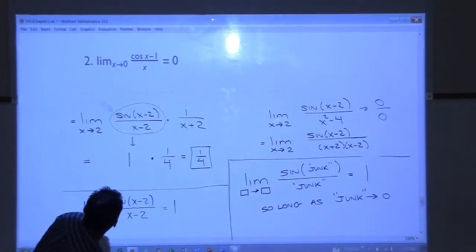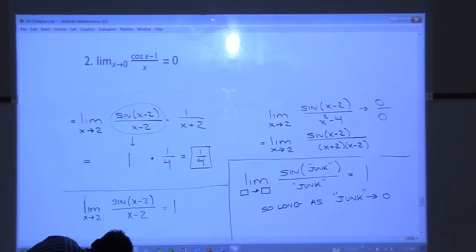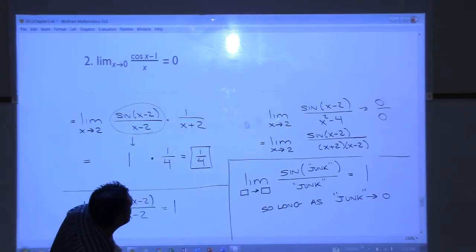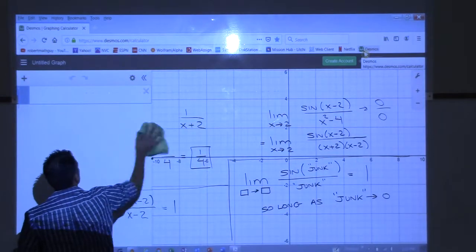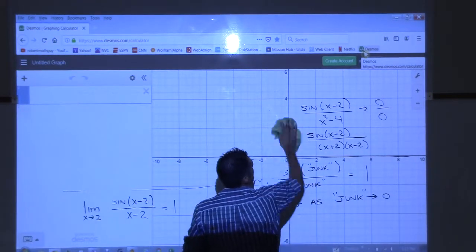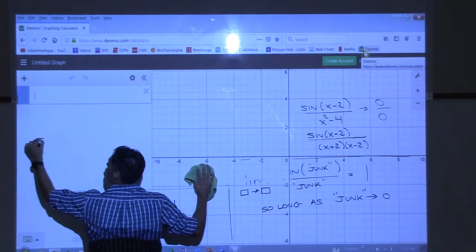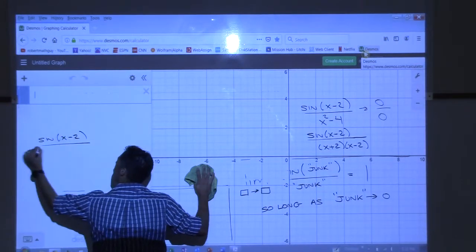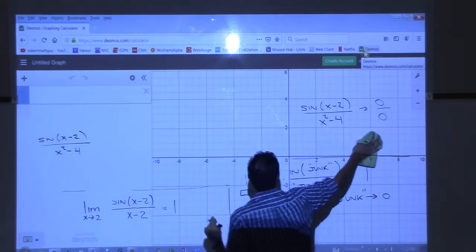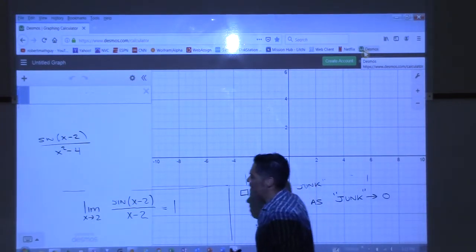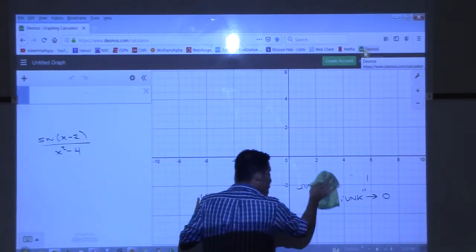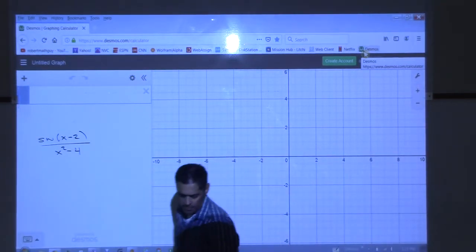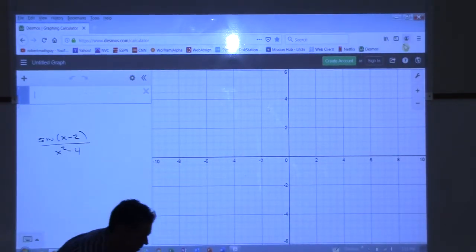So let's just verify this with the graph. I'm going to graph the original thing over here. Let me erase a bunch of this. I'm going to graph sine of x minus 2 over x squared minus 4. What we should see is that as we approach 2 from both sides, our function should be approaching what? 1/4.